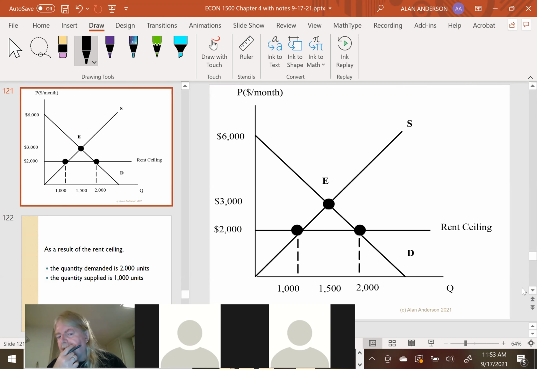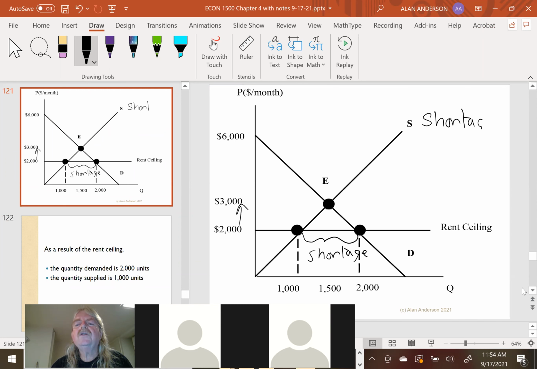Now, what this means then is that we're going to have a shortage. The price is too low. There's a shortage of 1,000 units. Unlike in a free market where the price would just go back up to its equilibrium level, it's not allowed to go up there. The law says now that you can't charge more than $2,000 for these units. So the shortage is now permanent. And in this context, shortage means people have no place to live. So you can see this is not a good thing, is it?